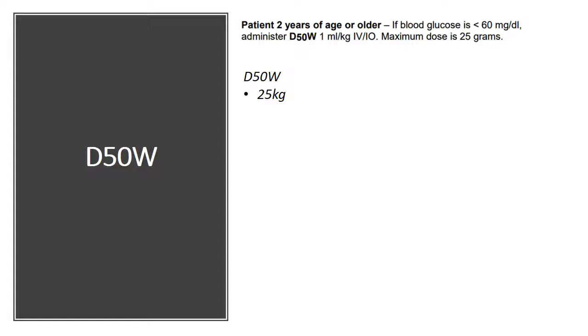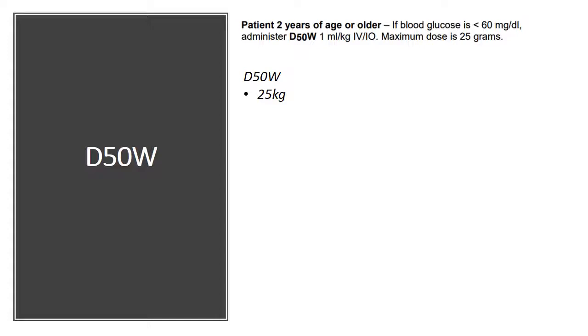And in this scenario, you've got a 5-year-old that weighs 25 kilos, pretty hefty 5-year-old. But the kid's unresponsive, blood sugar is 40. So if they're over the age of 2, you don't have to do anything to D50. Over 2, just leave it true.